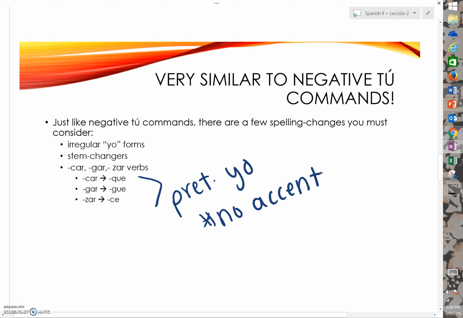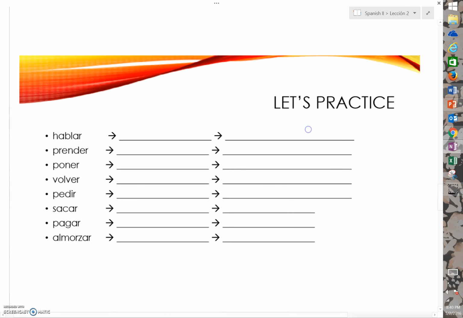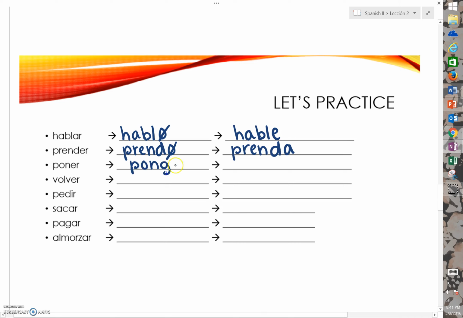So let's do some practice. If we have hablar, first thing we want to do is put it into the yo form, then we drop our o, and add the opposite ending, so we get hable. Prender, yo form, drop the o, add the opposite, which is an a, so we would get prenda. Poner, yo form is pongo. This is one of our irregular yo forms. We're going to drop the o and add our opposite ending, so we get ponga.